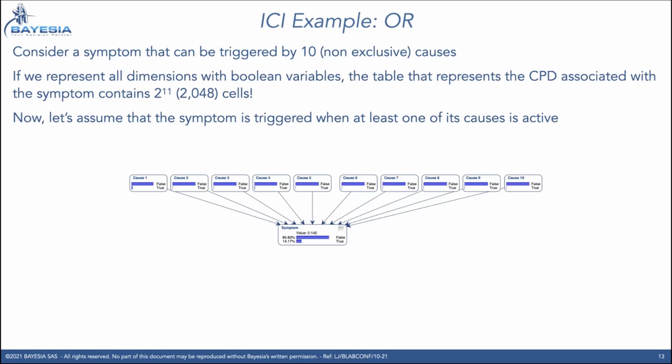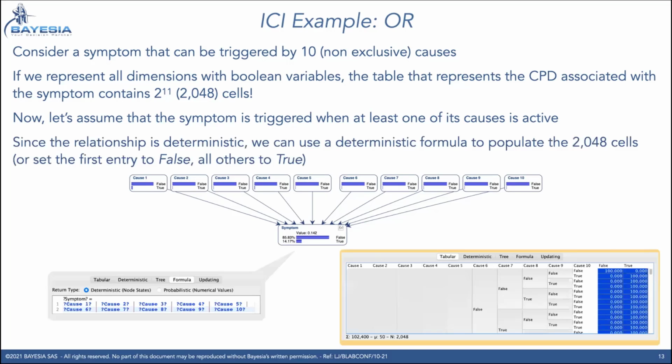But the thing is, let's assume that, for example, one cause for sure will trigger the symptom. So this means that if there is only one that is true, then the symptom is true, and I don't care about the status of the other causes. So in that case, using these 2,000 cells is useless, right? I just need to know if there is at least one that is true. So with the definition of an OR, I can use my formula and write the equation that describes this logical OR. So I'm quite happy because in a few seconds it's done, right? But still, I'm using a table of 2,048 cells, right?